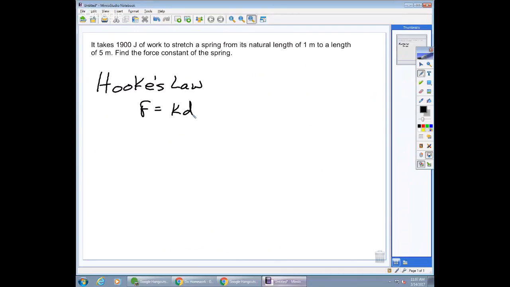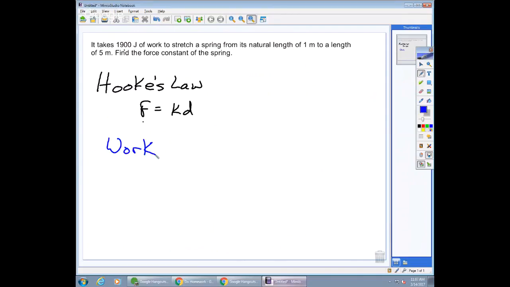One thing, a lot of times we're in the habit of just grabbing numbers and throwing them in somewhere. And so the other day when I was on a roll with these problems, I took the 1900 and plugged it into the force. What's wrong with that? It's work, not force. Yeah. So I can't just apply Hooke's law directly here because that 1900 is work. So just a note about work.